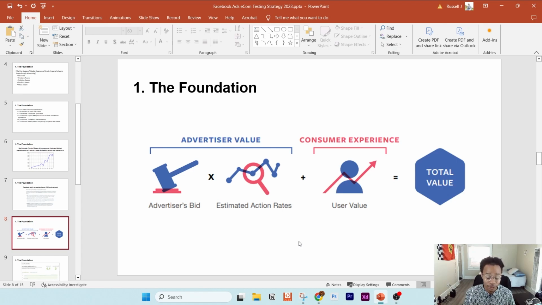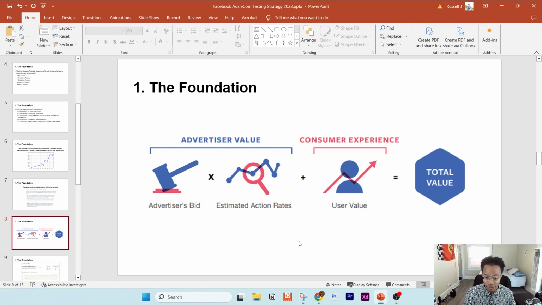Specifically, if we take a look at this formula right here: advertisers bid times estimated action rates plus user value equals total value. Essentially, if you have a higher total value than your competitors, you will get a lower cost per acquisition and lower CPMs. CPM is cost per mil, which is essentially how much it costs to advertise to the specific audience you're trying to reach. For example, if it costs $10 to reach 1,000 people and you're winning that auction, and your competitor has a $30 CPM, that means you can afford to spend more than your competition, right? And this is great because you can outlast them.